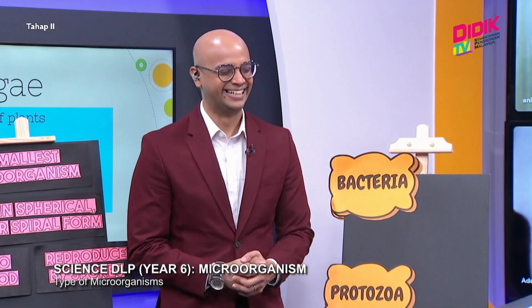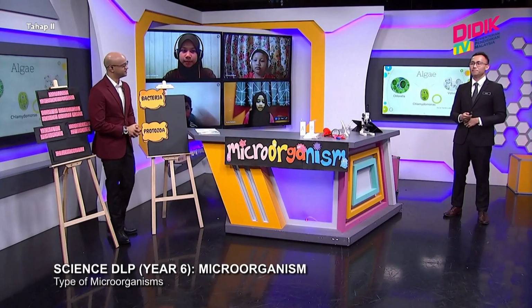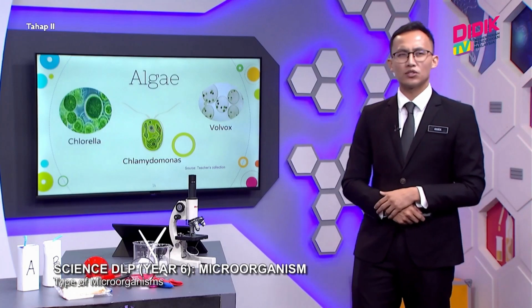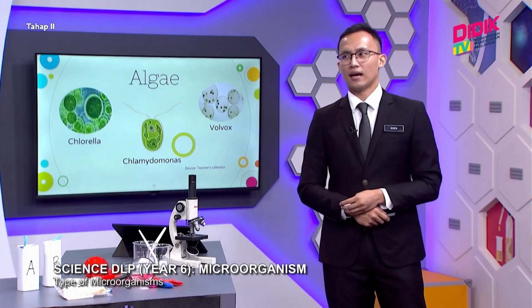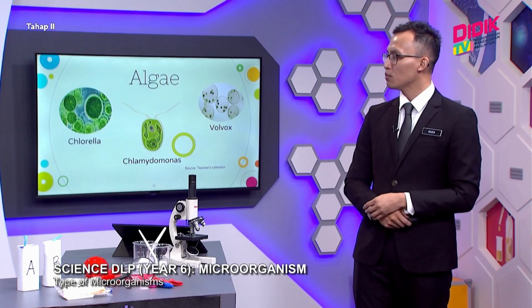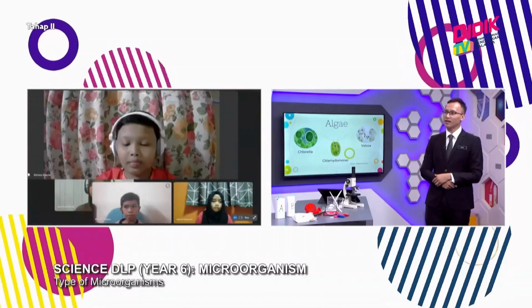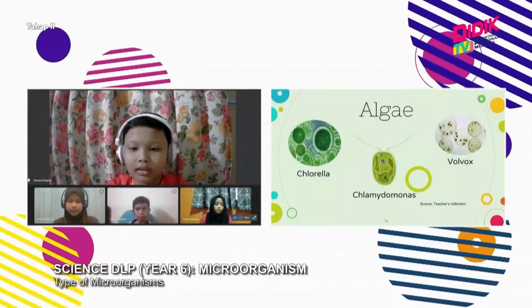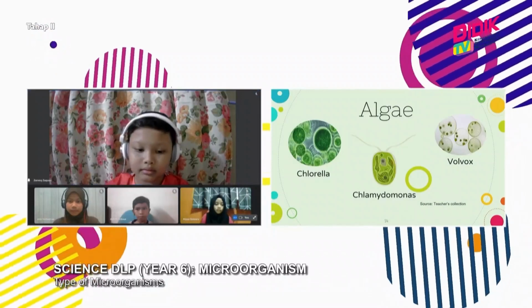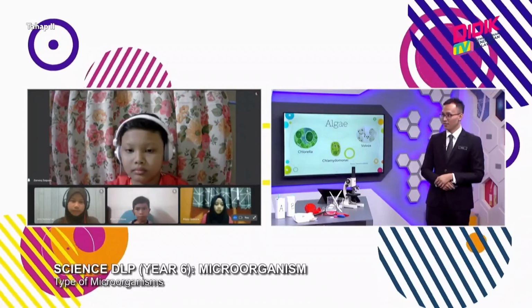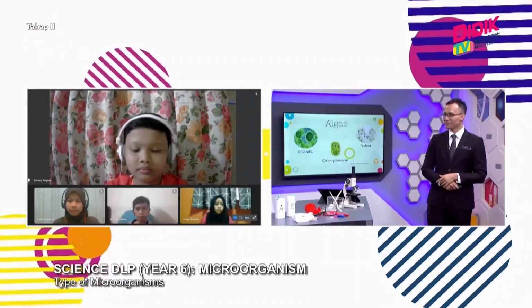Okay. So let's have a look at some of the pictures here. So we have the chlorella, the chlamydomonas, and the volvox. All three of these are examples of algae. Can one of the students here let me know what color the algae are? Put up your hand. Okay, Zarik Zakwan. What is the color of the algae? Color of the algae is green. Yes, it is green in color, like I mentioned just now, because it has chlorophyll. Thank you, Zarik Zakwan.